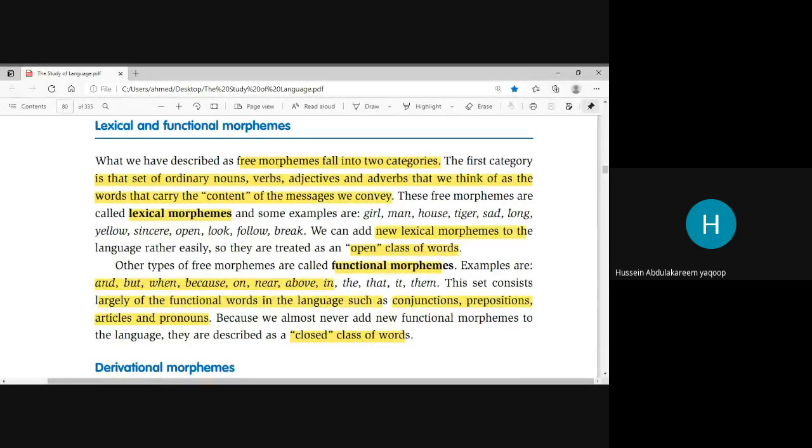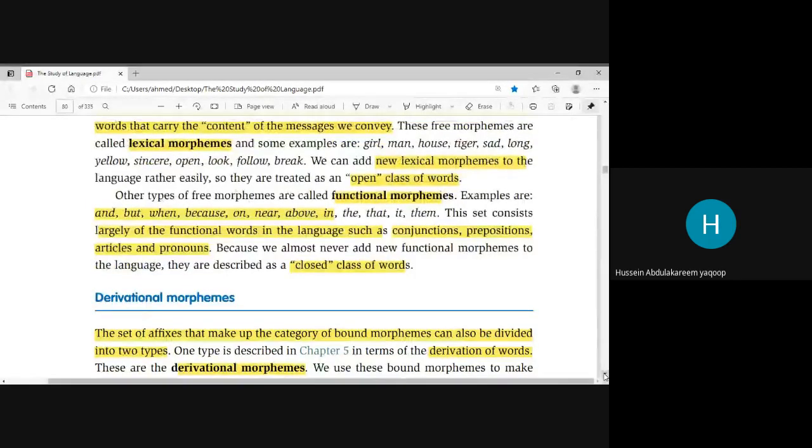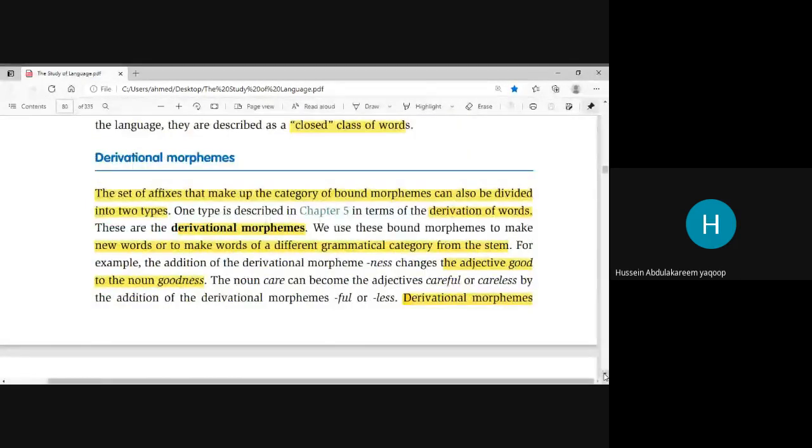So, open because there is the possibility to add new words. Closed because there is no possibility to add a new word to that list. Clear, guys? Yes, sir. Any questions before I proceed? Any question? Well, now this is the end of the story of free morphemes. Now we have time to talk about bound morphemes.